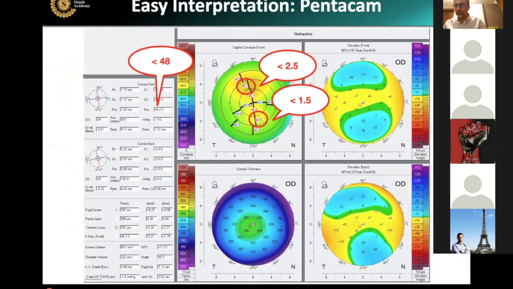After that, we come to the sagittal curvature map. We have to look at the 2 opposing points on the steep axis on the 4 millimeter zone. So between 3 and 5 circles, it is the 4 millimeter zone. Now, for the 2 opposing points, the difference should be less than 1.5 diopters if the inferior one is larger, and the difference should be less than 2.5 diopters if the superior value is larger. So this is applicable for all systems.